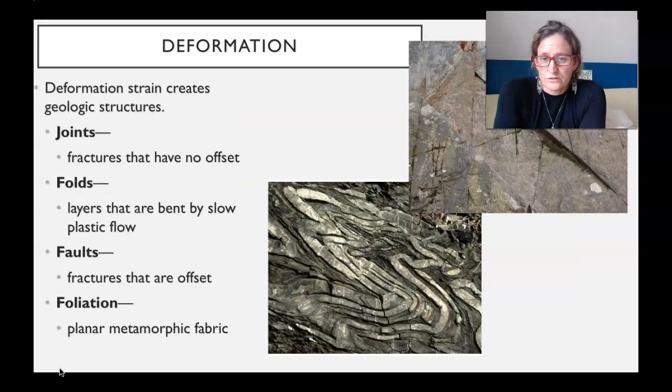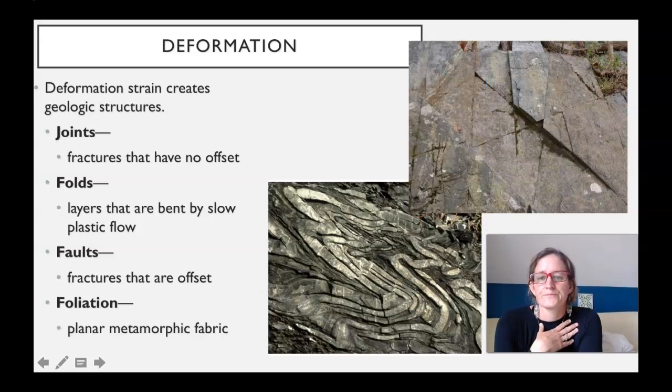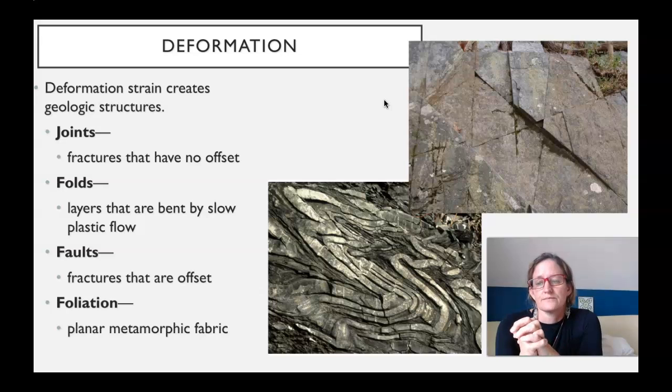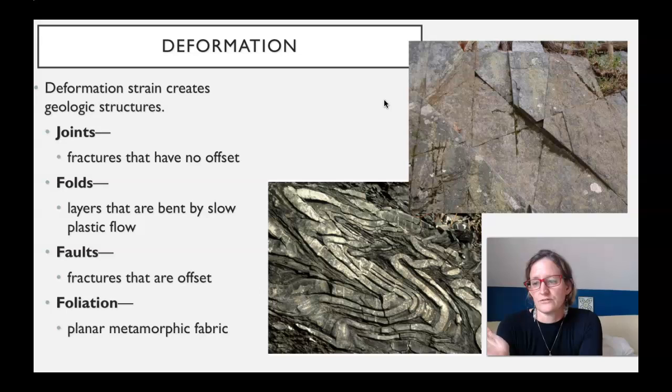So what are the results of all this strain? There's going to be joints. Joints are sets of fractures. Let me move my face out of the way. So these are joints, just cracks in the rock, and sometimes they'll be in sets, and there'll be no offset. If there is offset, then we would just call it a fault.